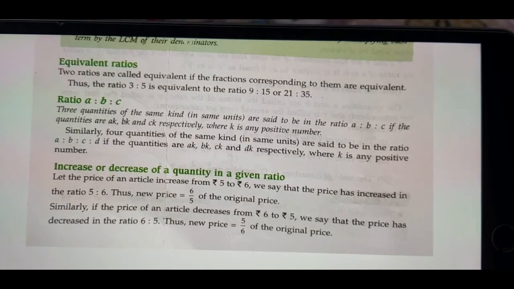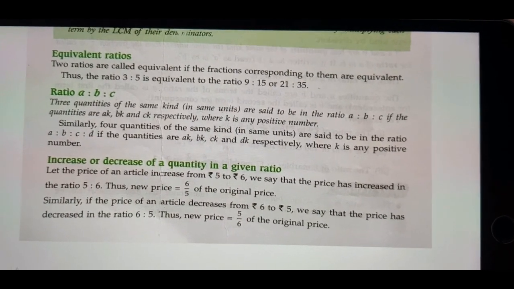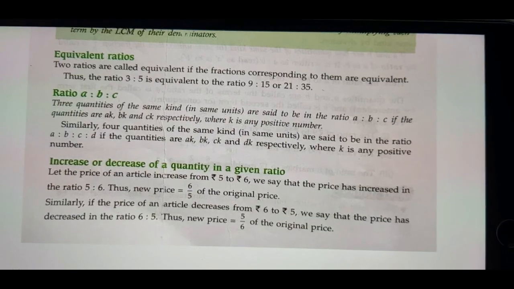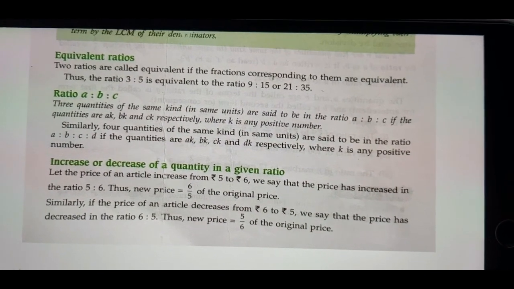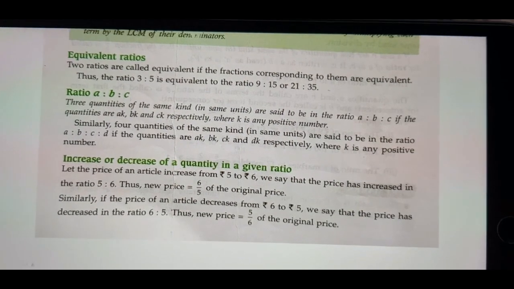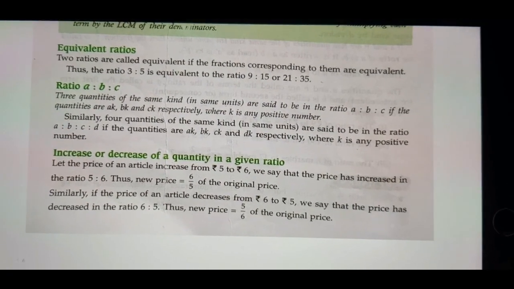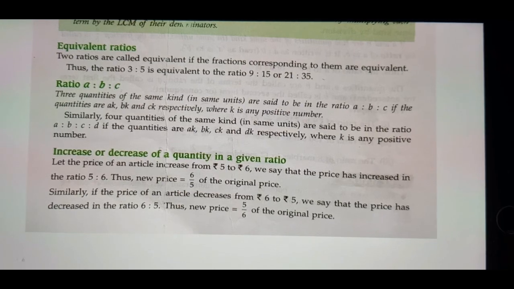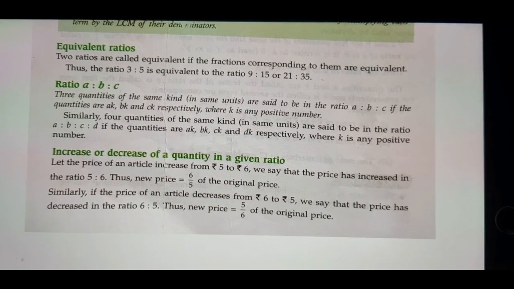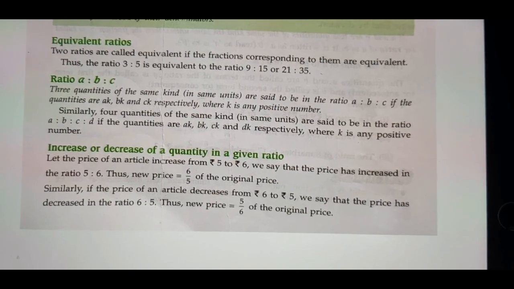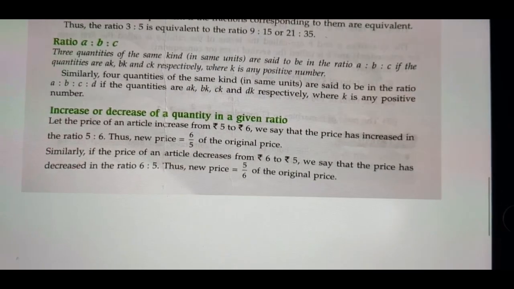Ratio of A is to B is to C: here the quantities are taken as AK, BK and CK, where K is any positive number. Similarly, four quantities of the same kind are said to be in the ratio A is to B is to C is to D if the quantities are AK, BK, CK and DK respectively, where K is any positive number.